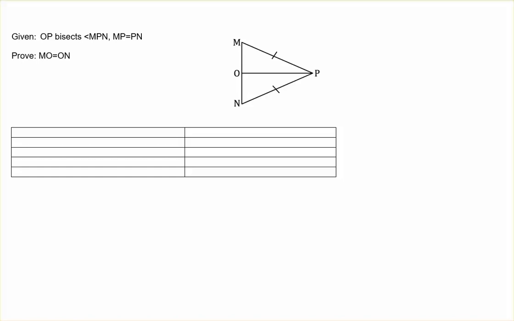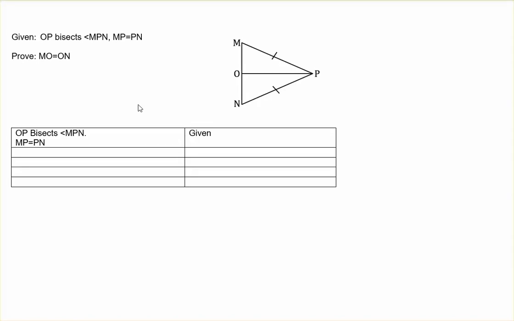Given OP bisects angle MPN, MP equals PN. Remember, in a proof, we start by writing down the givens, and given is our reason. So my first line: OP bisects angle MPN, MP equals PN. My reason is given.